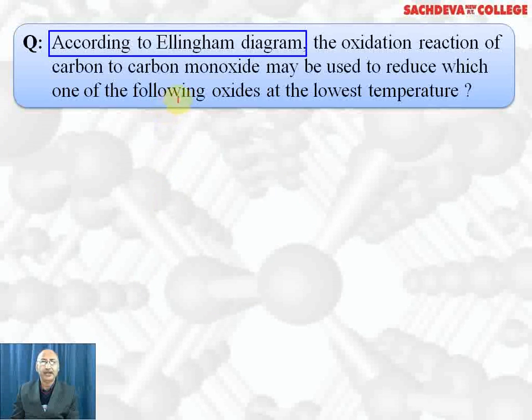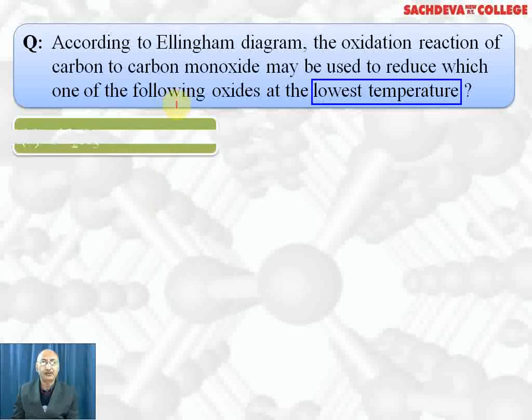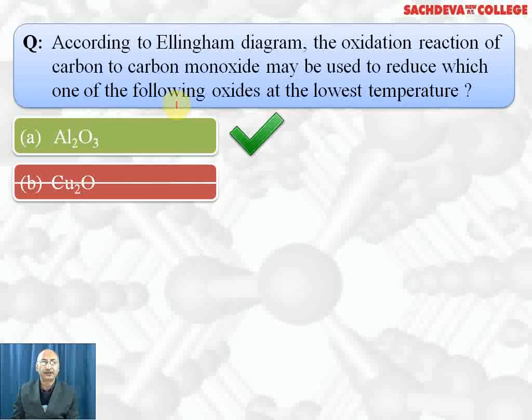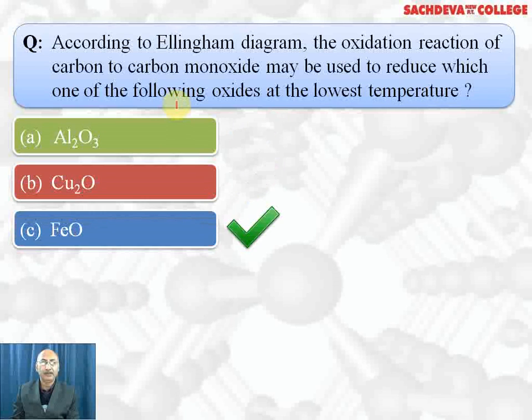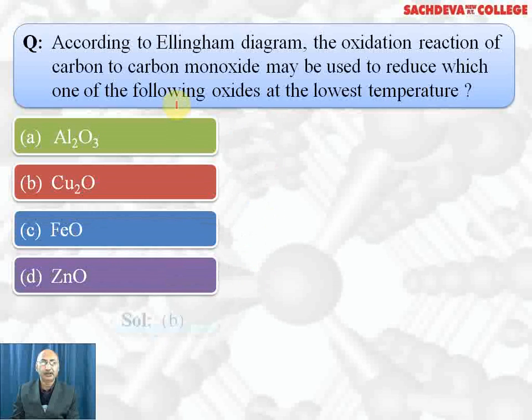Next, according to Ellingham diagrams, the oxidation reaction of carbon to carbon monoxide may be used to reduce which one of the following at lowest temperature? Al2O3, Cu2O, FeO, ZnO. Correct answer is B part, Cu2O.